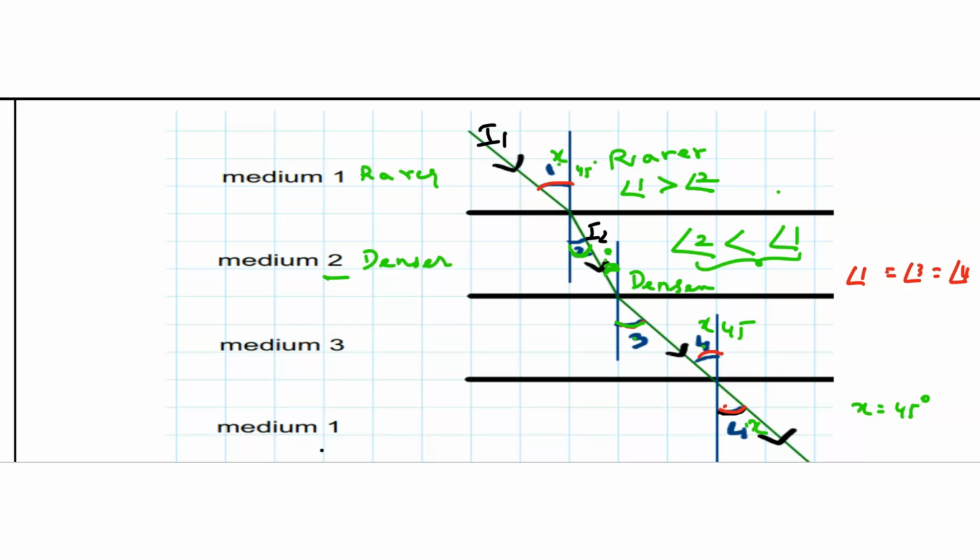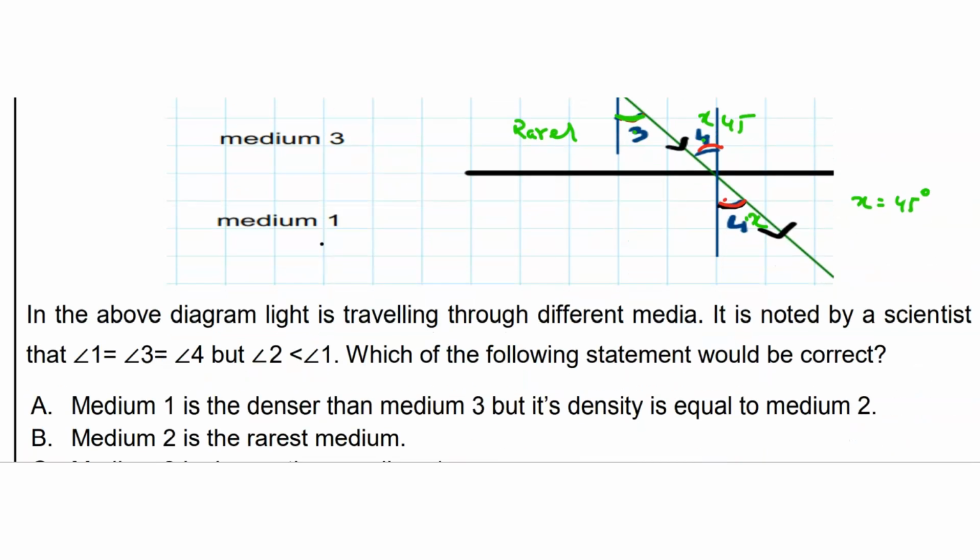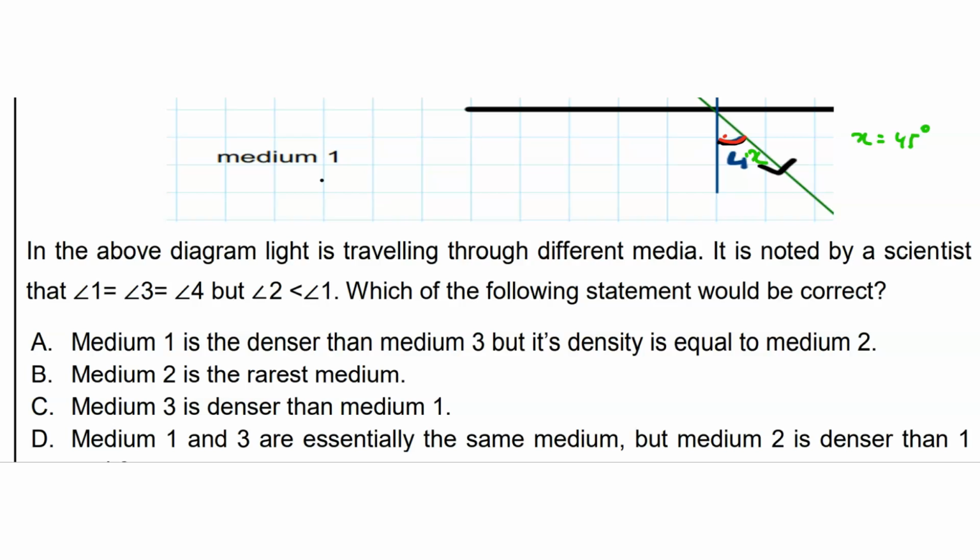So then this medium 2 is denser and this medium is rarer. Why? When a ray passes from denser to rarer medium, its angle of refraction will be greater than angle of incidence. But when it passes from rarer to denser, angle of incidence will be greater than refraction. But in this case, medium 3 is rarer compared to medium 2. So from the given statement, can I say that medium 1 is denser? No, it is definitely not the denser medium. Which medium is denser? Only medium 2 is denser.